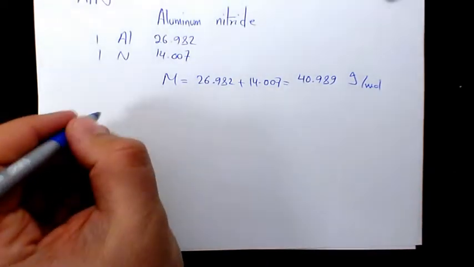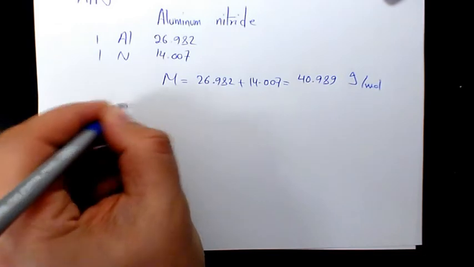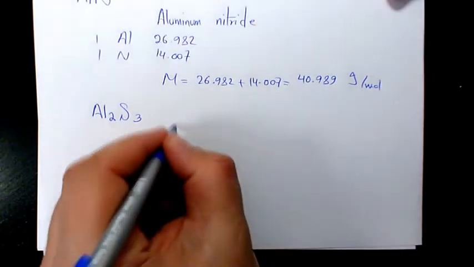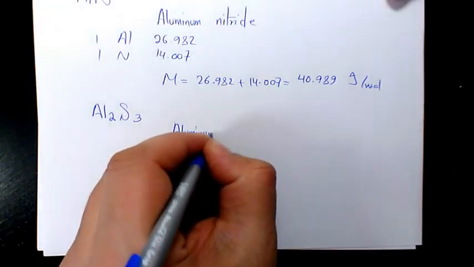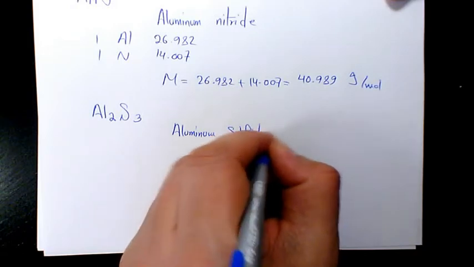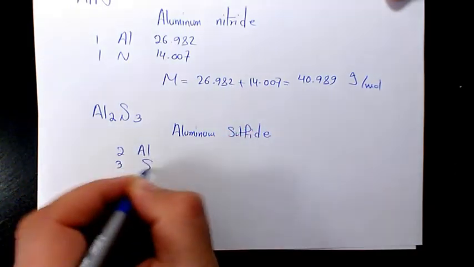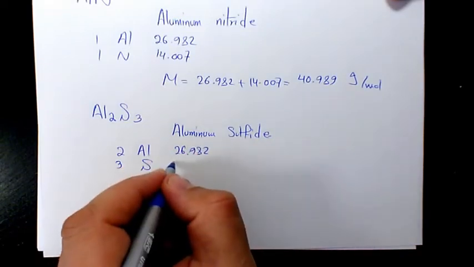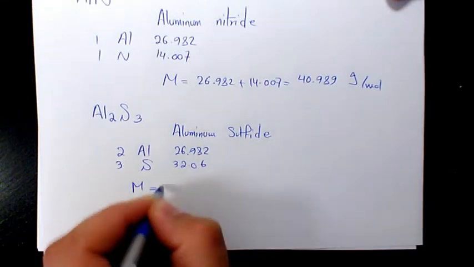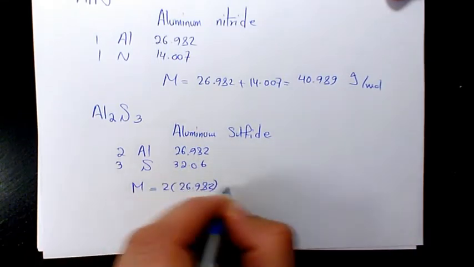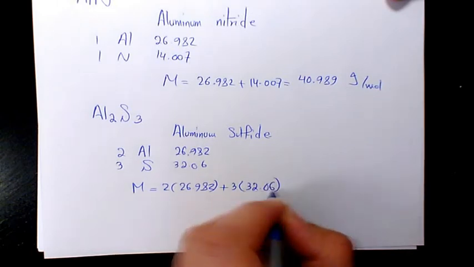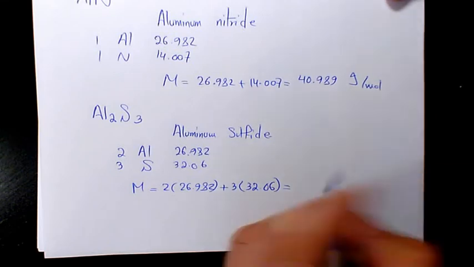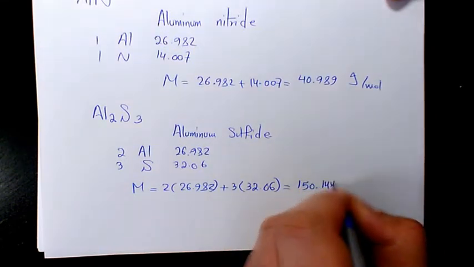Next one is aluminum sulfide, Al2S3. S is 2-, aluminum is +3, so aluminum sulfide. I have 2 atoms of aluminum and 3 atoms of sulfur. Aluminum is 26.982, sulfur is 32.06. So the molar mass is 2 times 26.982 plus 3 times 32.06. That's going to be 150.144 grams per mole.